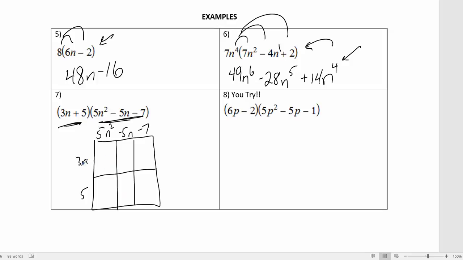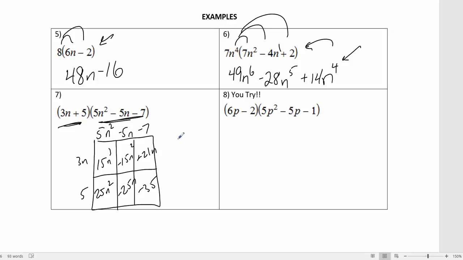So 3n times 5n squared is 15n to the 3. 3n times negative 5n is negative 15n squared. Remember, I add the exponents. 1 plus 1 is 2. Negative 7 times the 3n over here is negative 21n. 5n squared times 5 is 25n squared. 5 and negative 5n is negative 25n. And then 5 and negative 7 is negative 35.